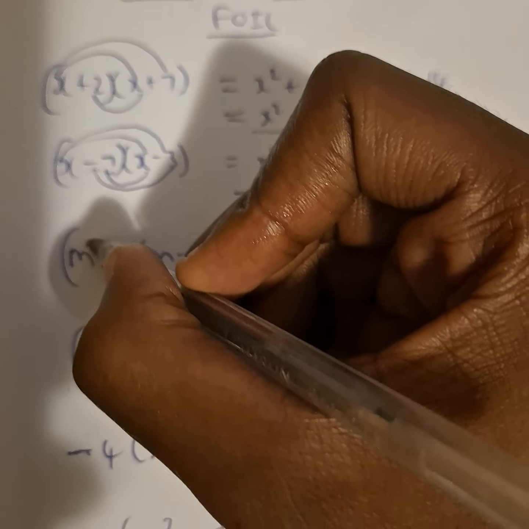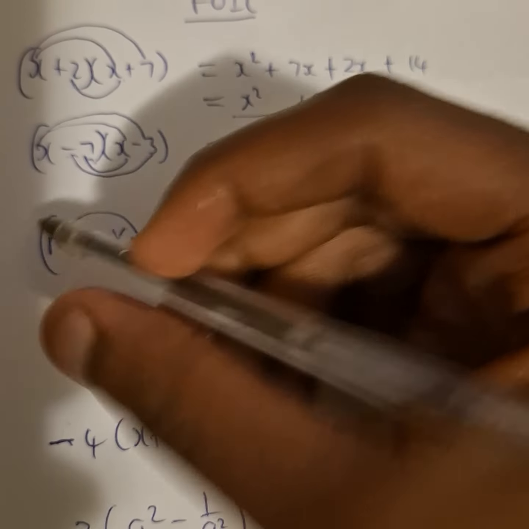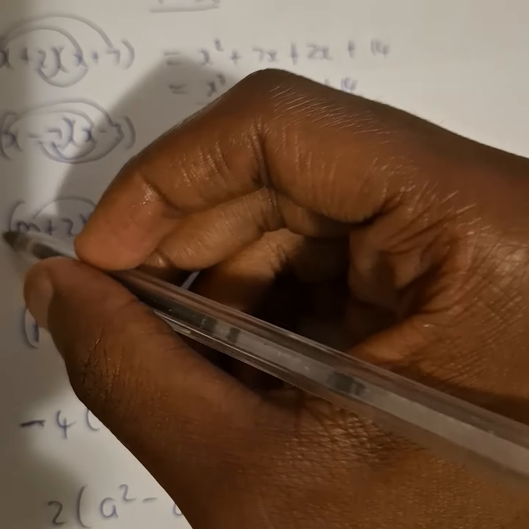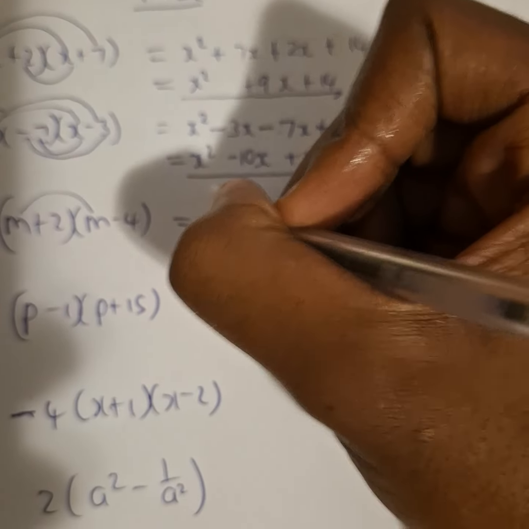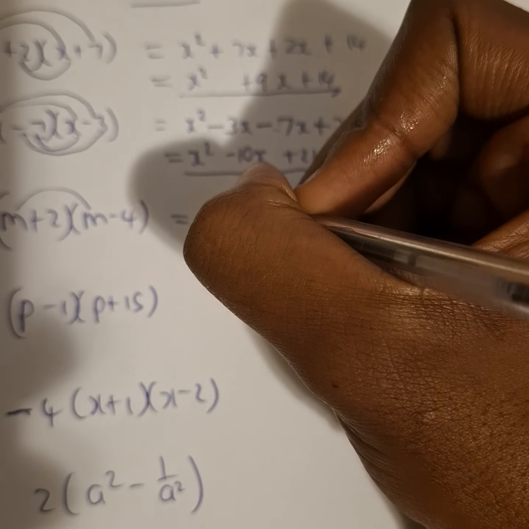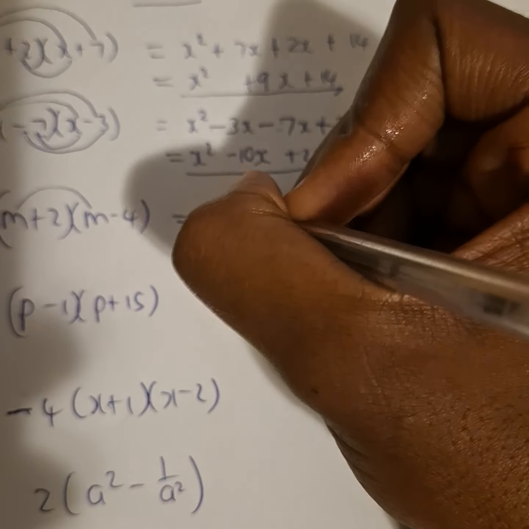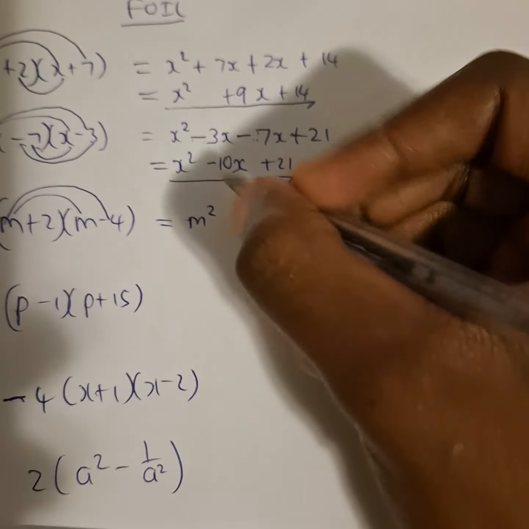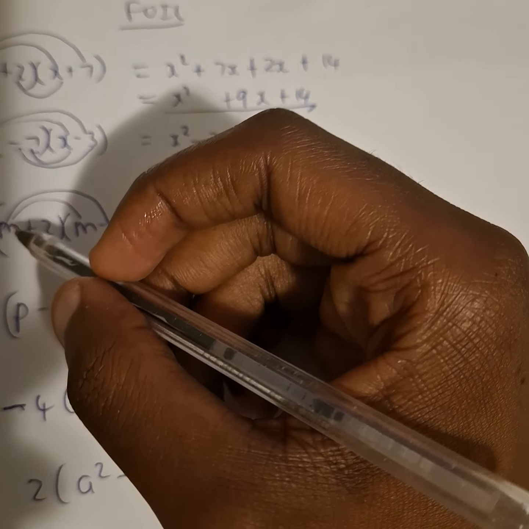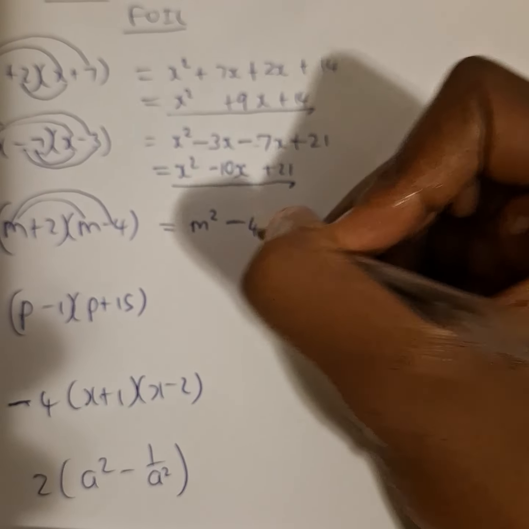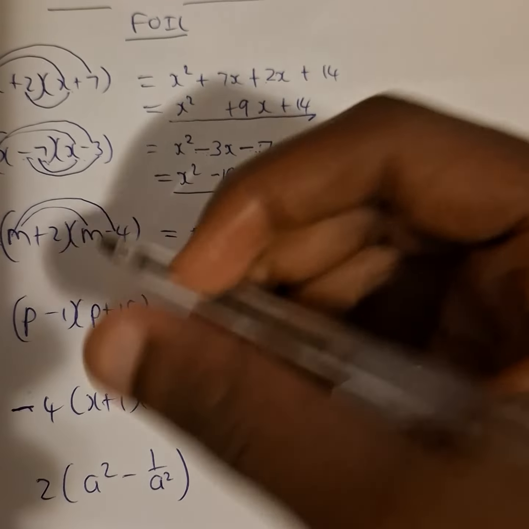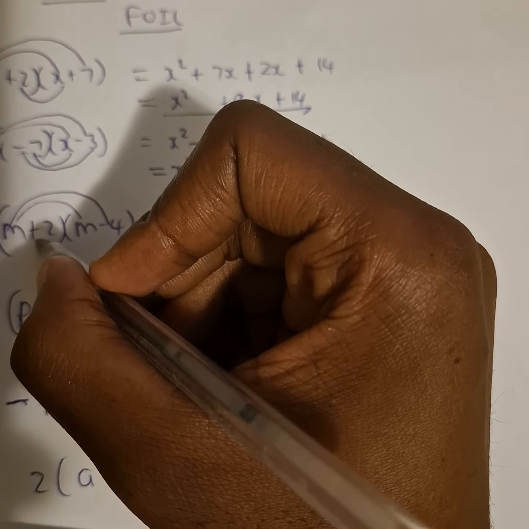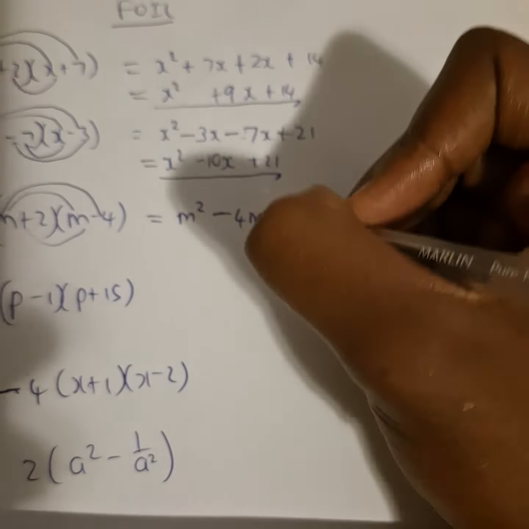So that means our first terms, M times M, positive times positive is positive, 1 times 1 is 1, M times M gives us M to the power 1 plus 1 in the exponent, 2. Then M times negative 4. Positive times a negative, negative. That's the sign. Number 1 times 4, 4. M next door. Combined. Then inner terms. Positive times a positive, positive. 2 times 1, 2. The M next door.